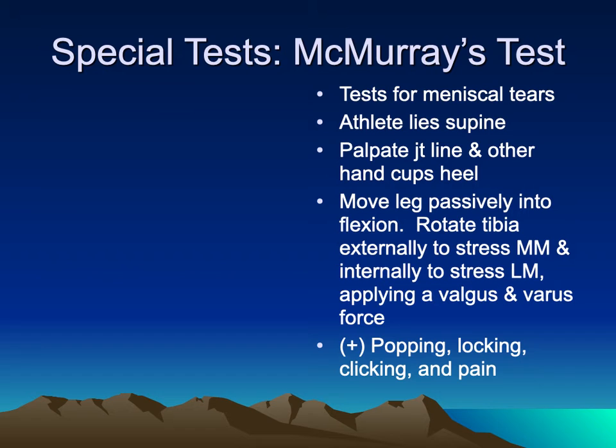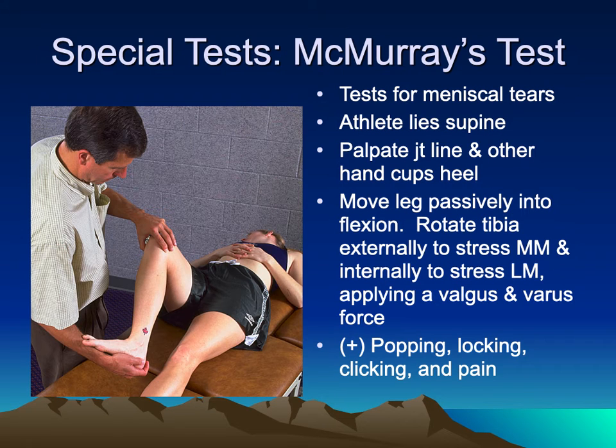Next tests are special tests. So these identify specific injuries again. So we have McMurray's test. This is going to test for meniscal tears. So the athlete's lying supine. We palpate the joint line. We do that by, see on the picture, the guy's hand is on the knee. We would internally and externally rotate the foot, and we can feel the top of the tibia, and that's where we can find the joint line.